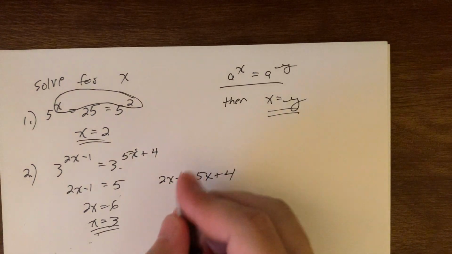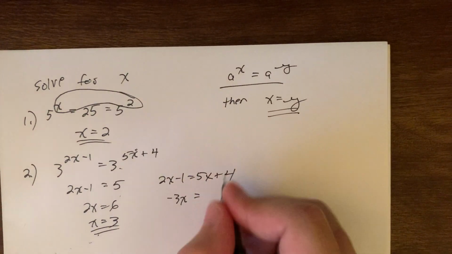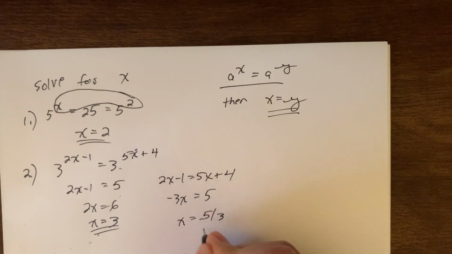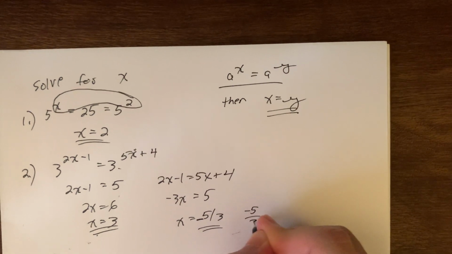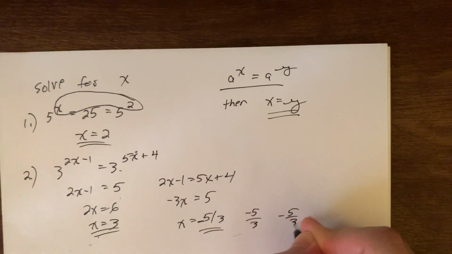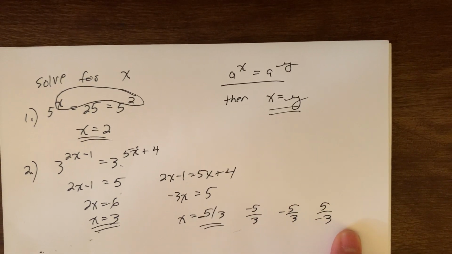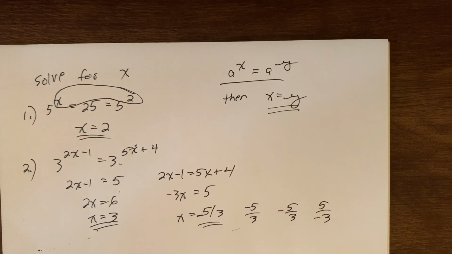I'll bring my x's to the left, subtract 5x, and I'll get a negative 3x. Add the 1 to the right, divide by negative 3. And however you want to write it, negative 5 over 3, negative 5 thirds, 5 over negative 3, right? Of course, the negative doesn't make a difference where you put it. Negative 5 thirds. No reason to change that. Again, we do get a lot of nice whole number answers, but fractional and decimal answers happen, so that will be perfectly fine for this one.